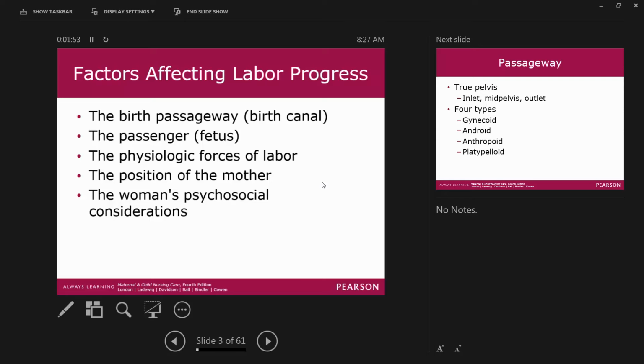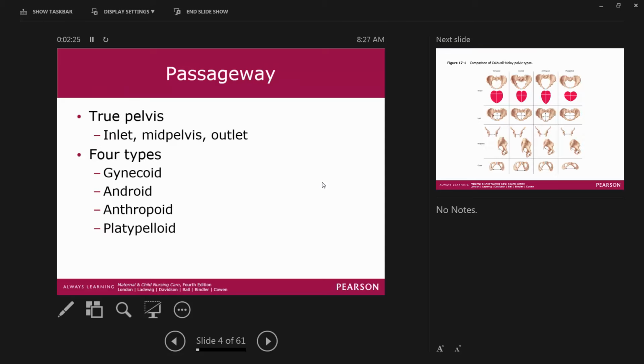But the physiological forces of labor are also important factors in whether you're going to have a functional labor and a successful vaginal delivery. The forces of the labor are the woman's contractions. Are they strong enough to dilate her cervix? And then when she gets dilated, does she have enough abdominal muscle along with the contraction to push the baby out? Okay? So those are all important factors, as are the position of the woman and the psychosocial stuff, okay?